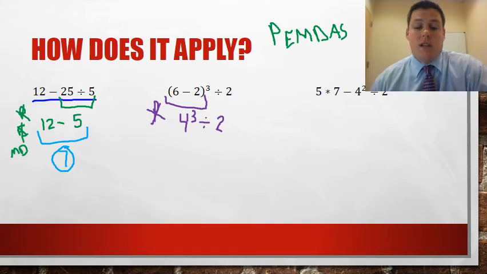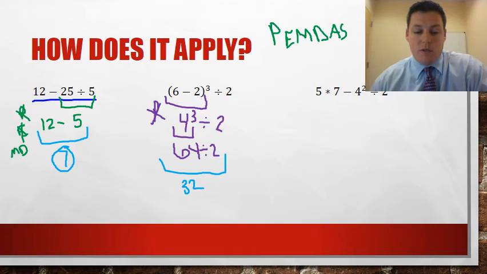So now we've done parentheses. They're all gone. Now we have exponents. If there's only one exponent, we're going to go ahead and solve that. We should get 4 to the third, which is 64. We're going to rewrite the divided by 2. Now we're down to one operation. 64 divided by 2 is just 32. That is our answer.